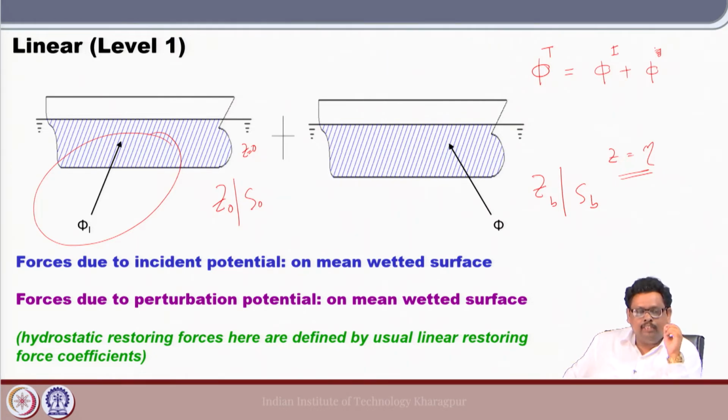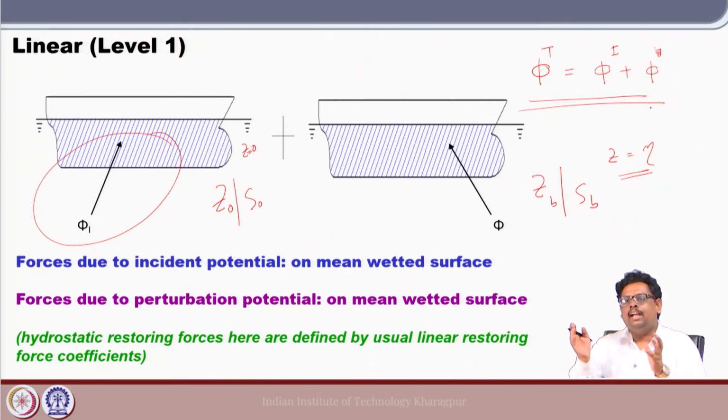Now, in case of level 1, our Froude-Krylov force, diffraction force, radiation force, all the forces we have calculated at the mean free surface or at z equal to 0, right. And then it is actually consistent. Why? Because I take a linear thing and I can linearly add the thing.